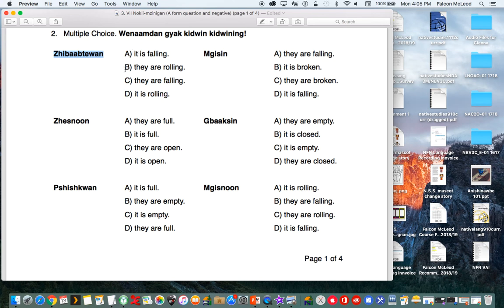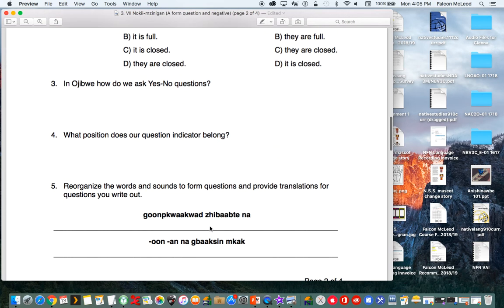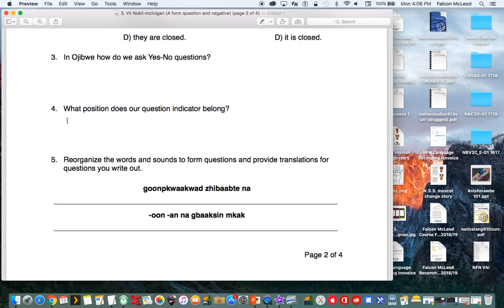A, it is falling. B, they are rolling. C, they are falling. Or D, it is rolling. So we know our answer is B. They are rolling. All right, so keep an eye out for those plural suffixes. So in Ojibwe, how do we ask yes/no questions? What is the word that we use in our questions? Then what position does it go in? Is it first position, last position, second position? You can fill that out here.